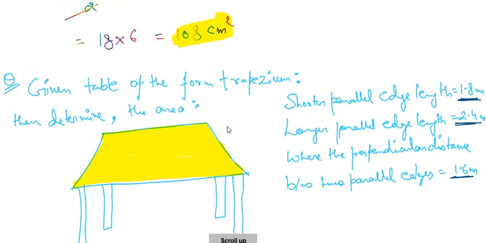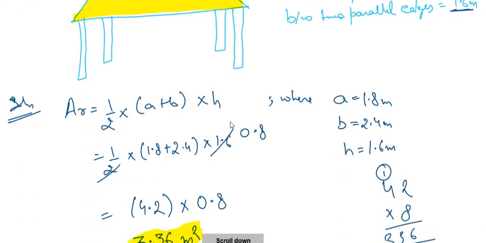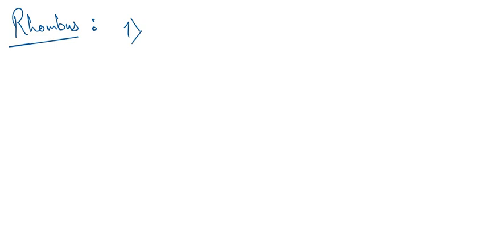Seems clear? You may just solve further questions as given in your assignment. Okay, so let us now move to the next quadrilateral, which is our rhombus. Let's move towards the rhombus. Herein, the first property of a rhombus is that all sides are equal, first of all.